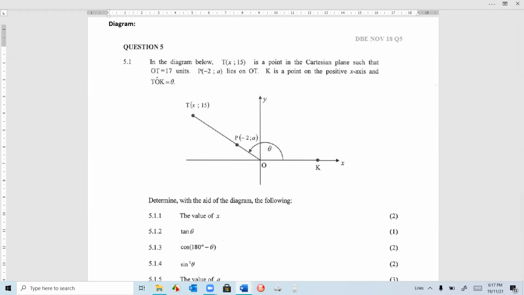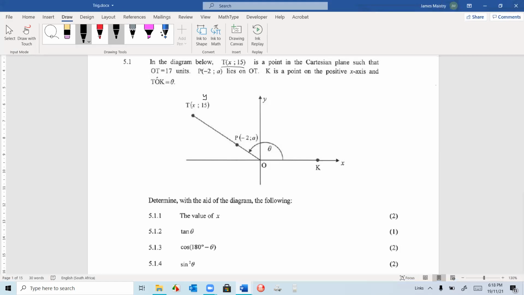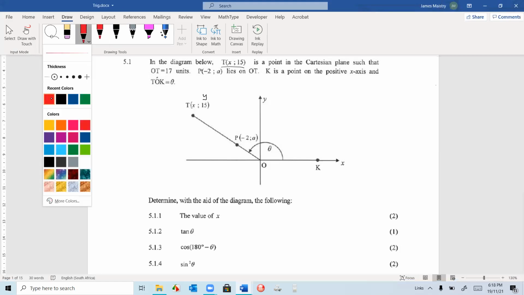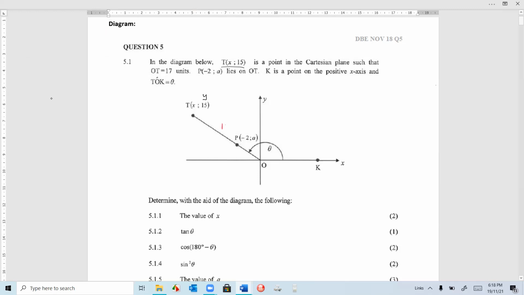So if we look at the first question, it says in a diagram below, a point T is given to be x, 15. So we know the y value is 15. It goes on to tell us that OT would represent the radius of the circle. So if we're looking at the radius of the circle, it's given to be 17. And they give us another point P, minus 2, a. We know a represents y. And then it goes on to say that K is a point on the positive x-axis and TOK is equal to theta. So this is called our diagram question.